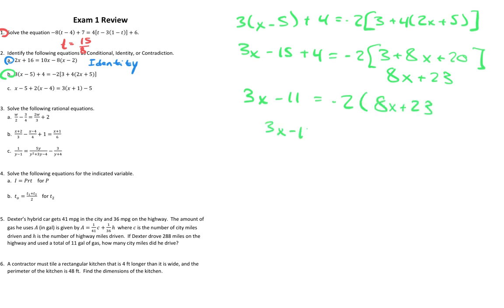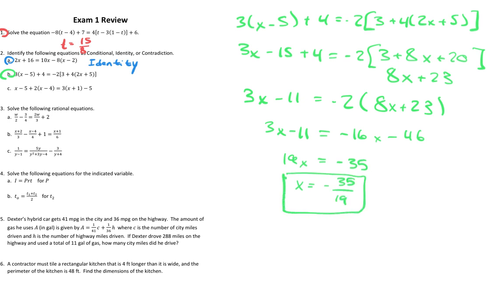So we wind up with 3x minus 11 equals negative 16x minus 46. So now we can get all our x's on the same side and move everything else to the opposite side. So we wind up with 19x equals, we'll have negative 46 plus 11. So that is going to be negative 35. So x equals negative 35 over 19. So because we got a number here, we got a solution for x. That means that our equation for part B is simply conditional, because it means that it works so long as x is equal to this.